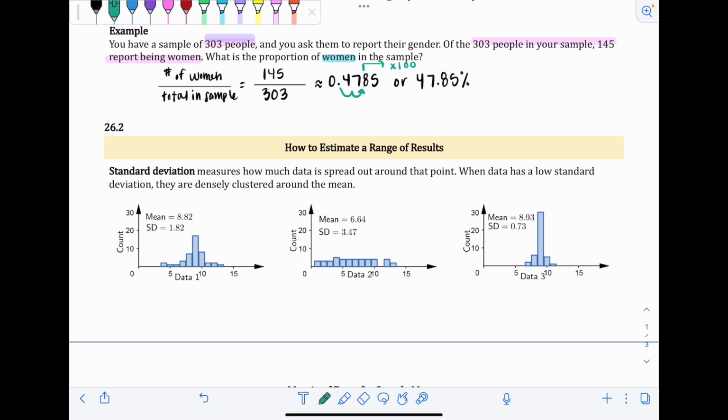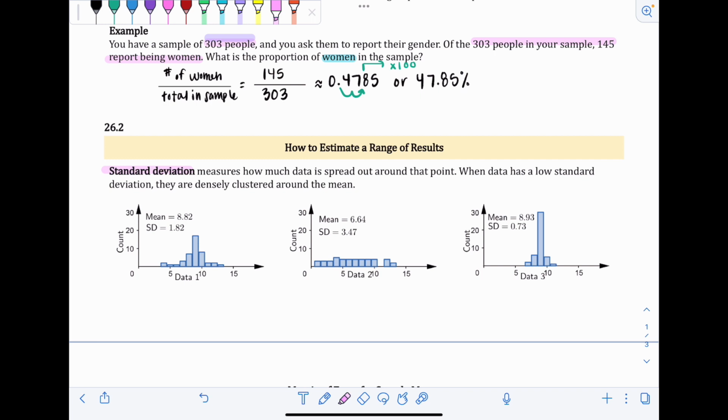Okay, moving down to 26.2, we're going to start with standard deviation. Standard deviation measures how much data is spread out around the middle of the data set. When data has a low standard deviation, it is densely clustered around the mean. The lower the standard deviation, the more the data is organized around the mean, or just surrounding the mean in general. If the standard deviation is larger, that means the data is more spread out from the mean. You can see a few different visuals here.